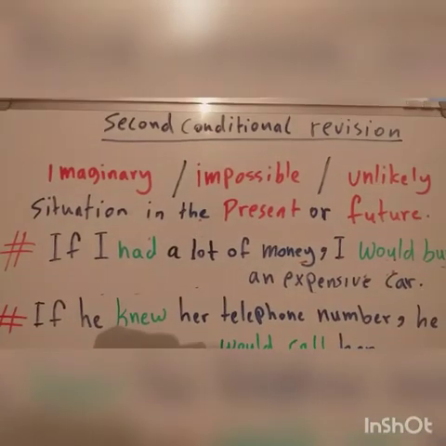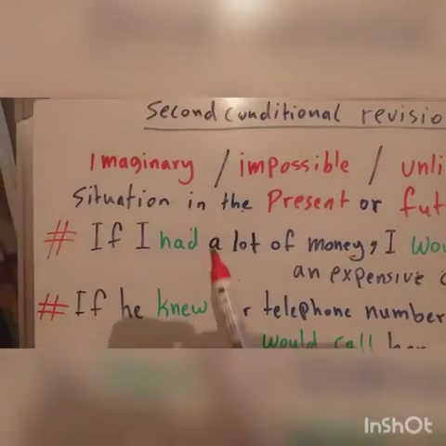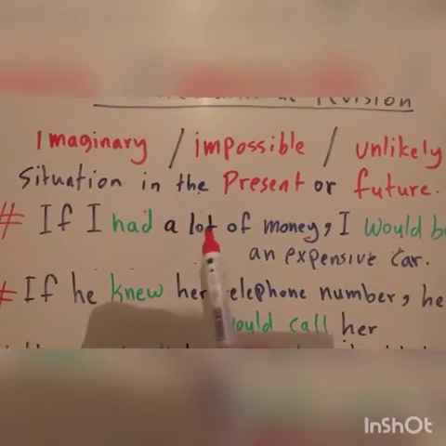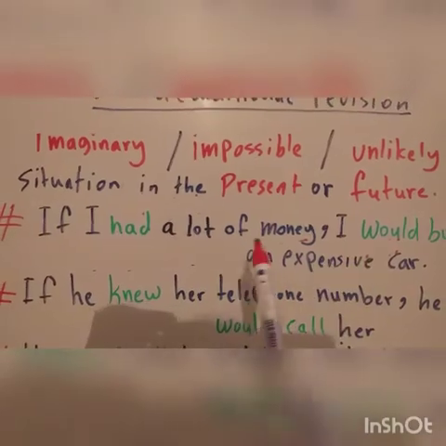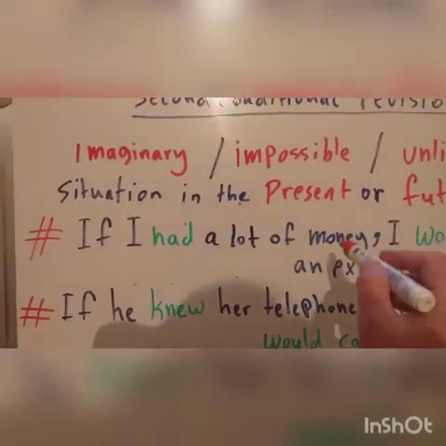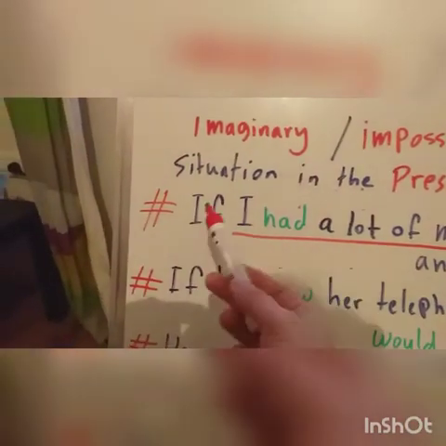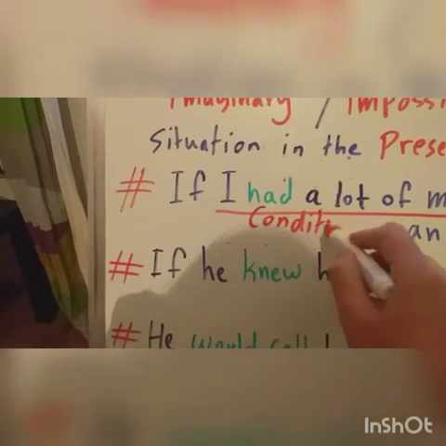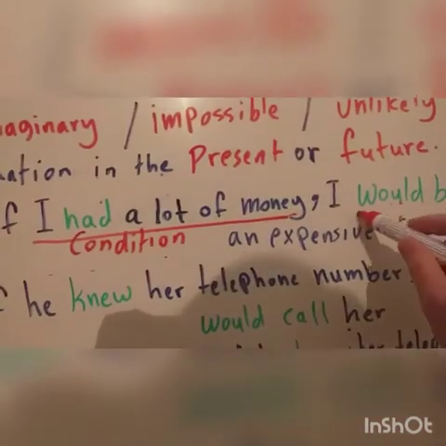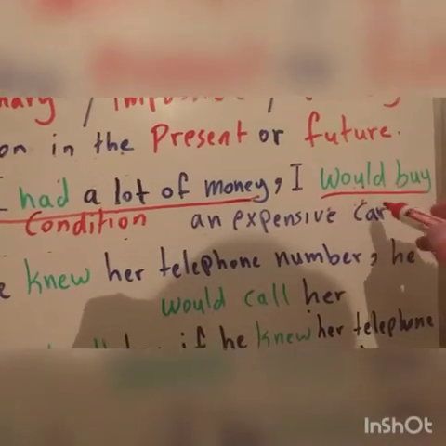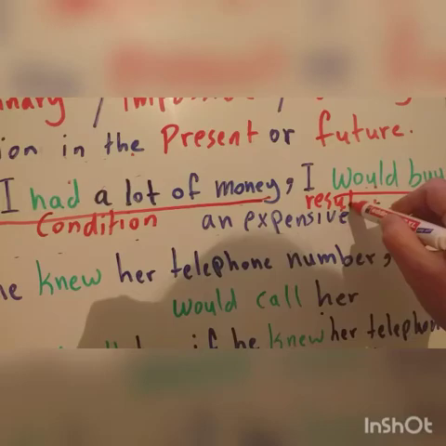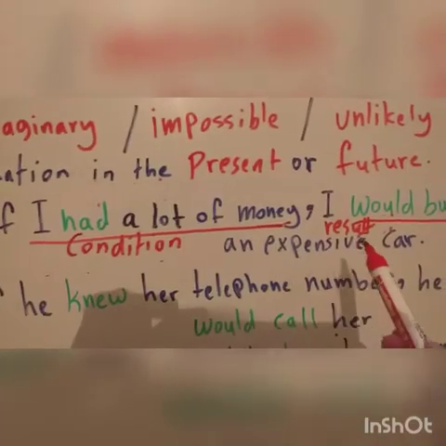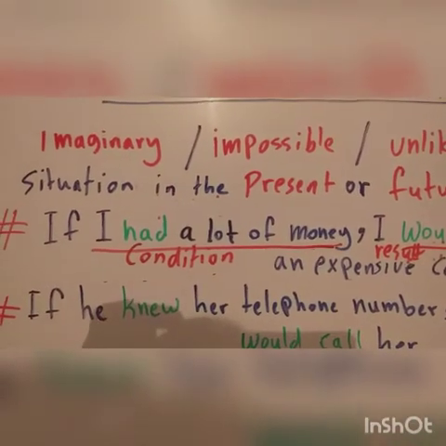So the basic structure of the second conditional: if the condition is true, the result will happen. You have to understand that we have two parts in the sentence. The first part, the one that we started with if, is the condition. The second part is the result. So, if the condition is true, the result will happen.